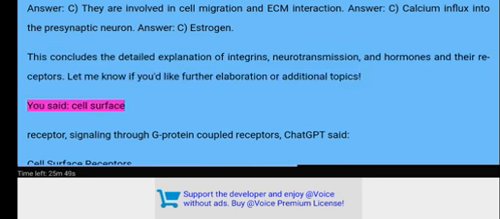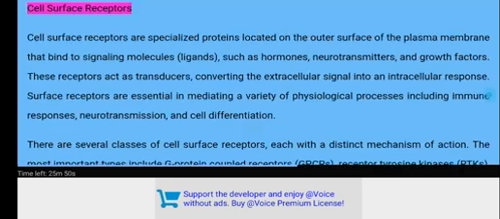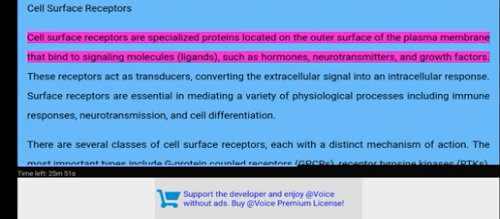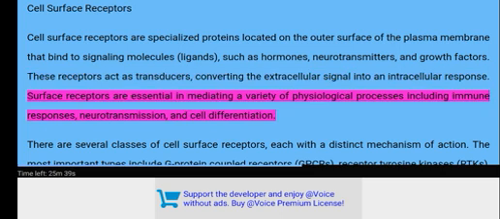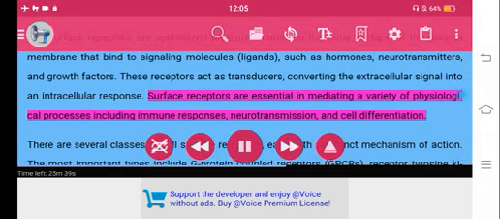You said, cell surface receptor signaling through G-protein coupled receptors. ChatGPT said: Cell surface receptors. Cell surface receptors are specialized proteins located on the outer surface of the plasma membrane that bind to signaling molecules, ligands such as hormones, neurotransmitters, and growth factors. These receptors act as transducers, converting the extracellular signal into an intracellular response. Surface receptors are essential in mediating a variety of physiological processes including immune responses, neurotransmission, and cell differentiation.